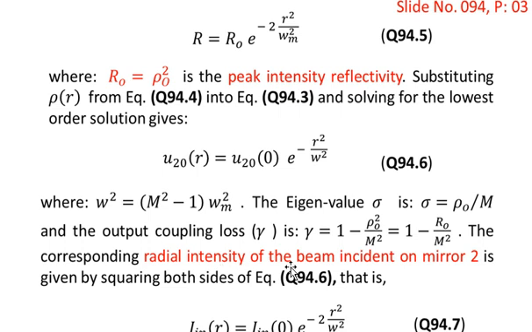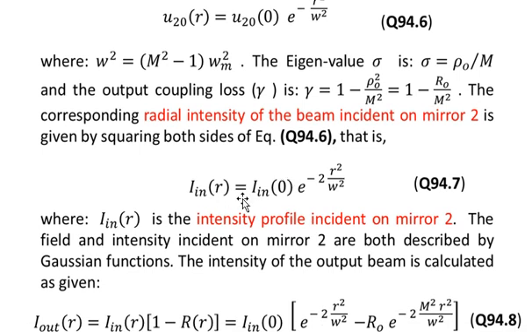The corresponding radial intensity of the beam incident on mirror 2 is given by squaring both sides of equation number 6. Equation number 6 gives the amplitude solution, so the intensity solution is given by taking the square of both sides of equation number 6, which is shown in equation number 7. So I_in, the incident intensity as a function of r on mirror 2, is equal to I_in 0 e to the power minus 2 r squared over w squared, where I_in of r is the intensity profile incident on mirror 2.